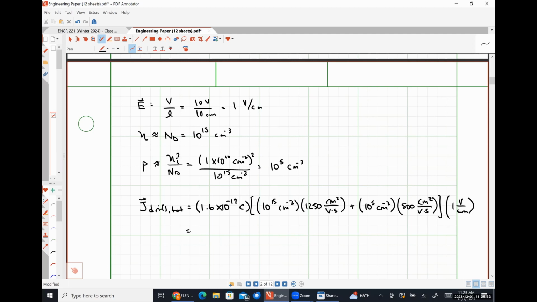This is going to come out to be 200 milliamps per centimeter squared. Now, realistically, did we need to do all of this? No. Why no?